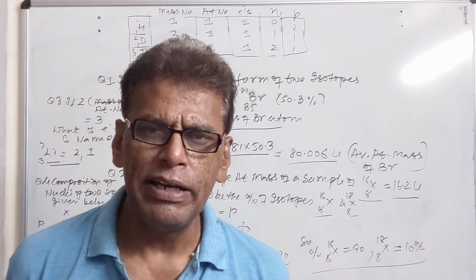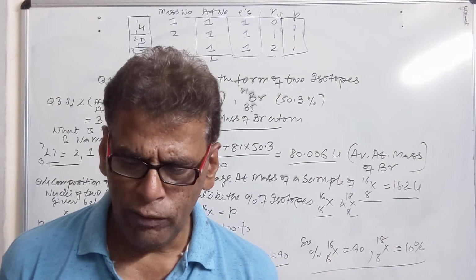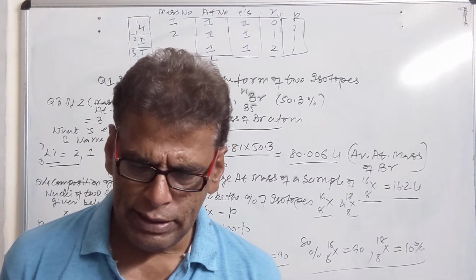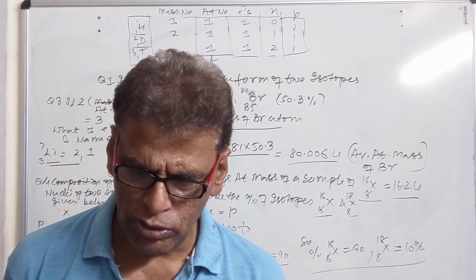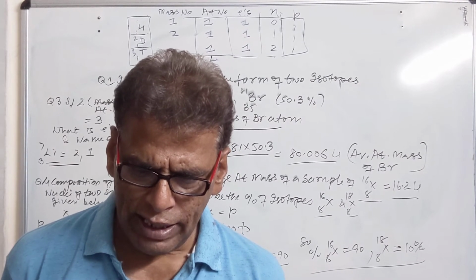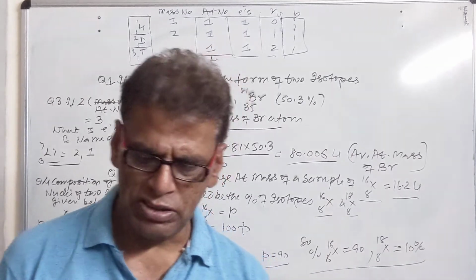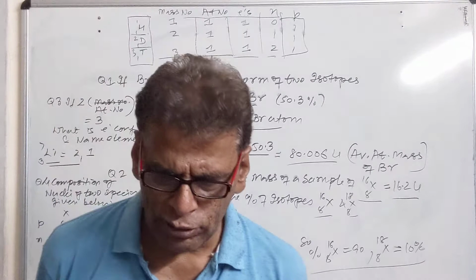Then the third statement is the mass of an electron is 1/2000th of the mass of a proton. This statement is correct. It is 2000 times lesser than the mass of a proton. Then, isotopes of iodine are used in making tincture of iodine. This is not a true statement. This is a false statement.